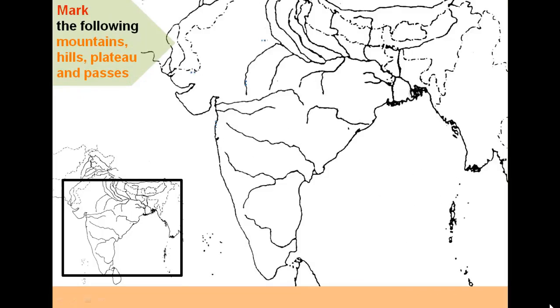Now we'll mark some important features of central and northern India. As you can see, it is shown in the inset image. Aravalli Ranges. Aravalli Ranges are the oldest mountain range in India, located in Rajasthan. Its alignment is northeast to southwest direction. One can draw these guidelines to mark the Aravalli Ranges.